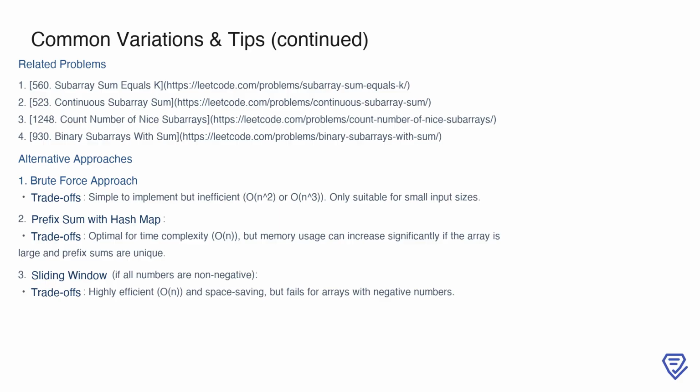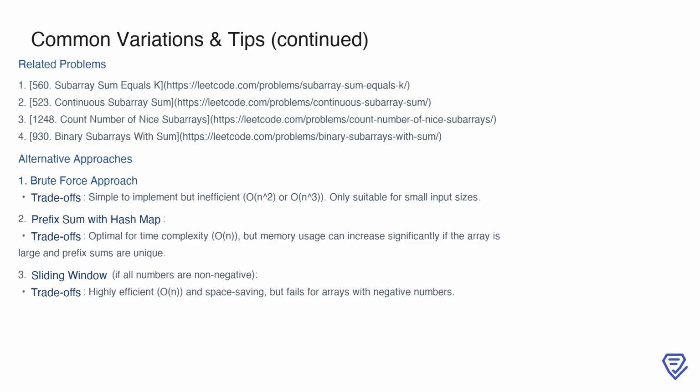Additionally, there are various approaches to solving these problems beyond the optimal ones. For instance, a brute force solution, while simple to implement, is usually inefficient with a time complexity of O(n squared) or O(n cubed), making it suitable only for small input sizes. On the other hand, using prefix sums with a hash map is optimal for time complexity, operating in O(n).